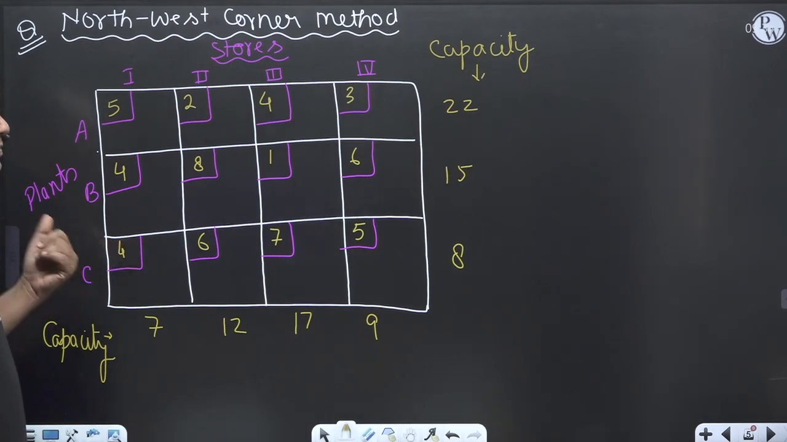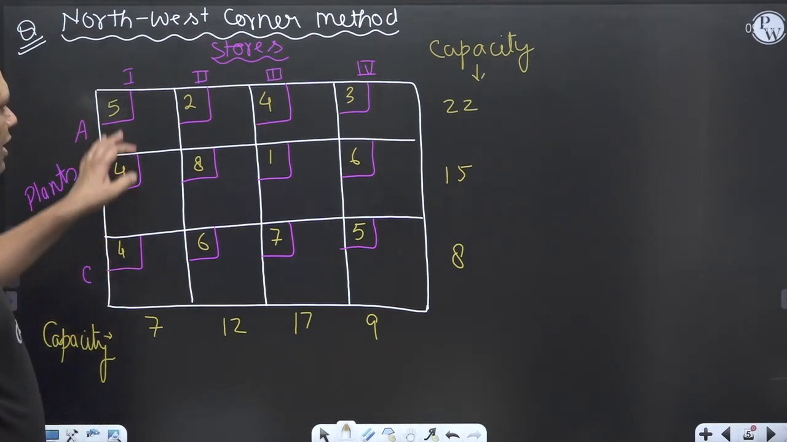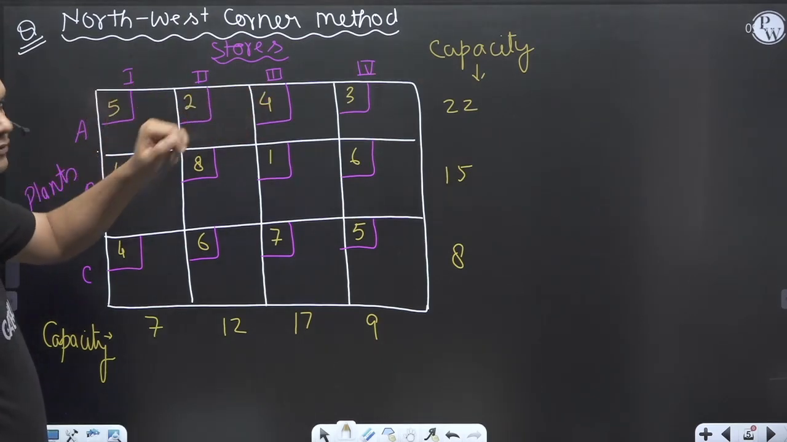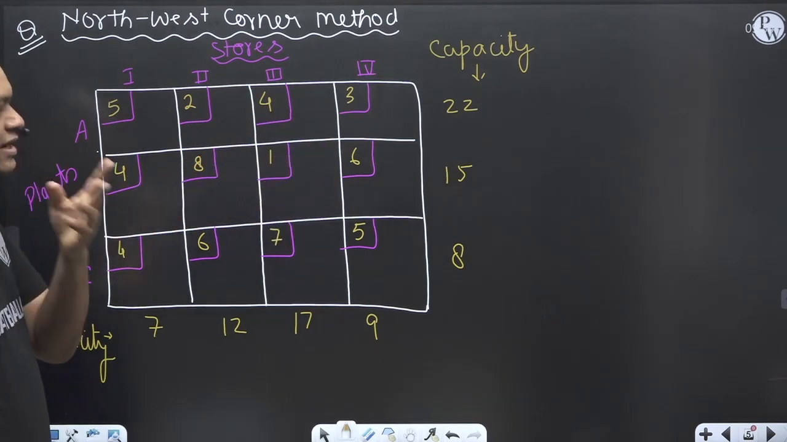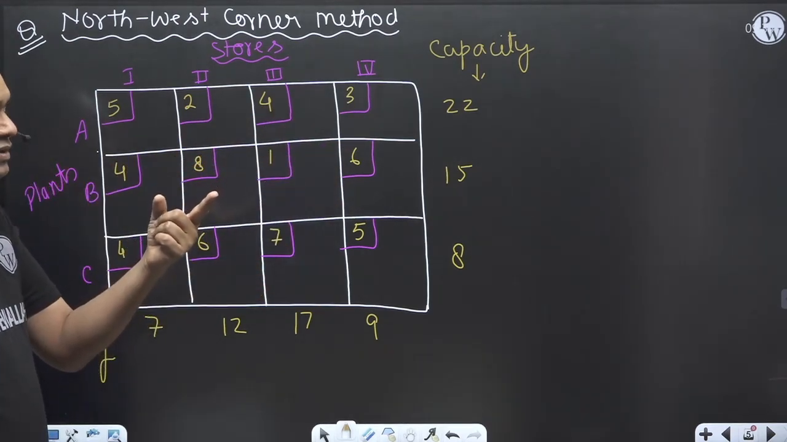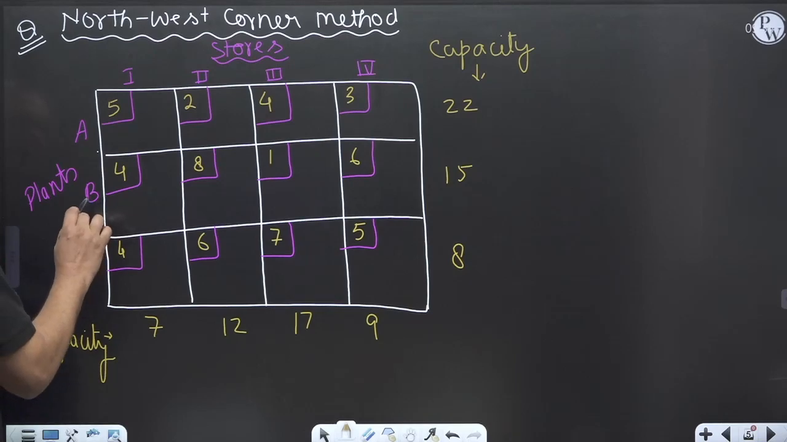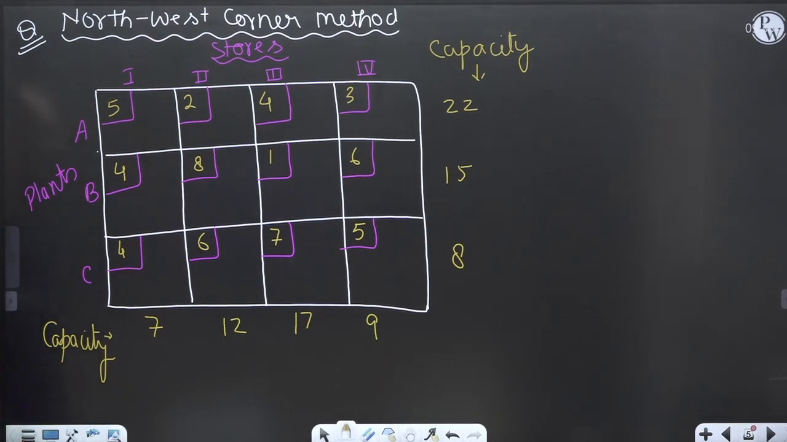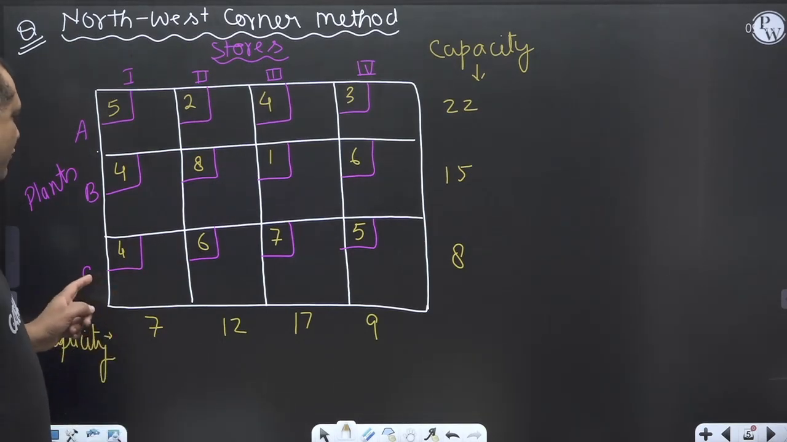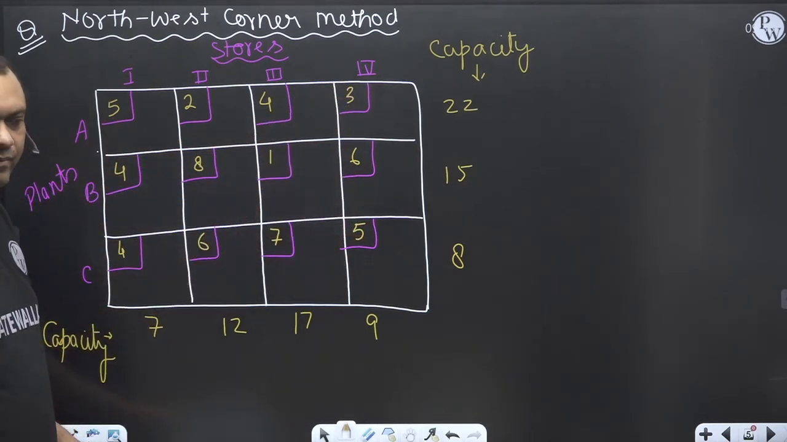So this is the typical transportation problem. There are 3 plants, plant A, plant B, plant C, and there are 4 stores, 1, 2, 3, 4. Whatever is written in the bracket is the transportation cost per unit. Suppose you want to move material from plant B to store 2, the unit cost is 8 rupees. From plant C to store 4, 5 per unit.